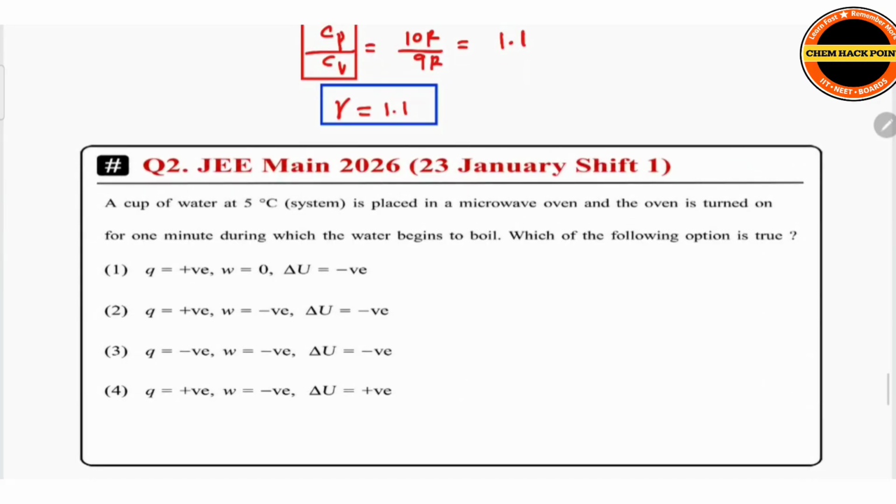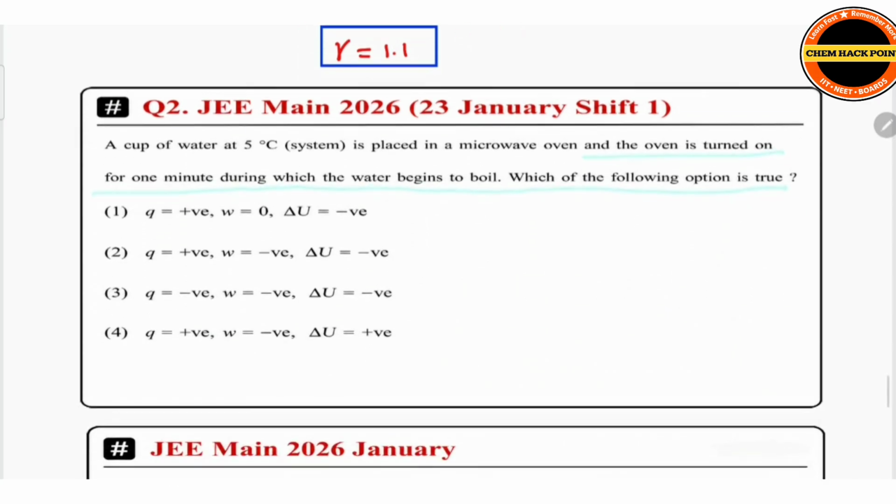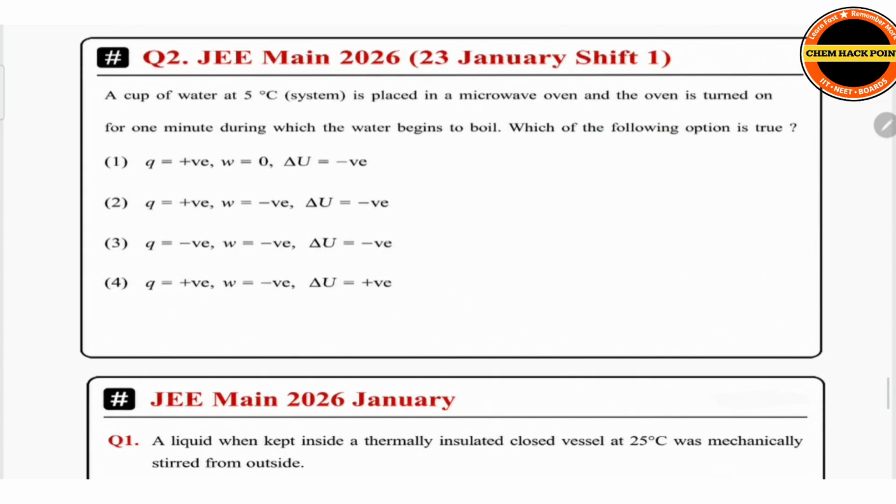Okay. And now you see JEE Mains 2026, 23rd January shift 1. A cup of water at 5 degrees Celsius is placed in a microwave oven, and the oven is turned on for 1 minute, during which the water begins to boil. Which of the following options is true? So here, at 5 degrees Celsius, if you use the microwave oven for 1 minute, it goes to a very high temperature. So the change in heat is very high, and the heat energy dominates.